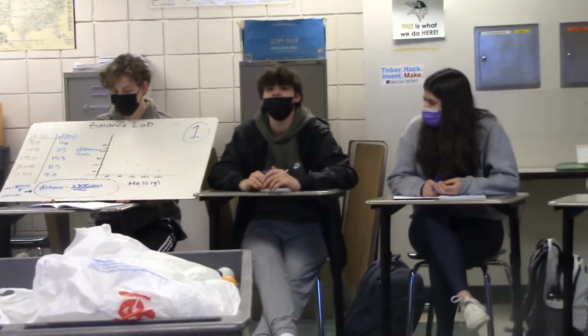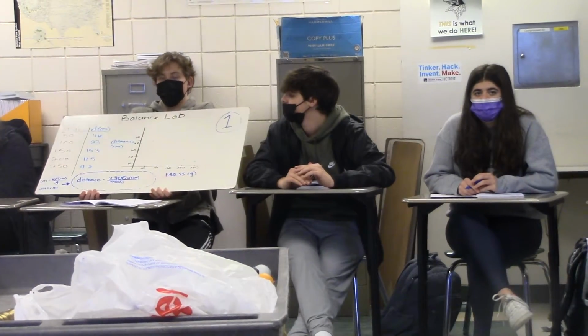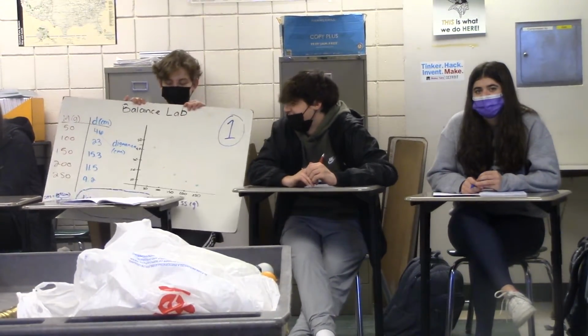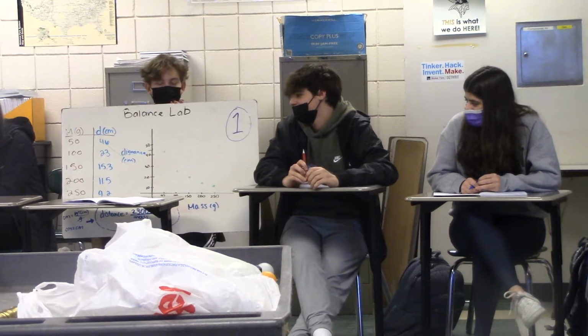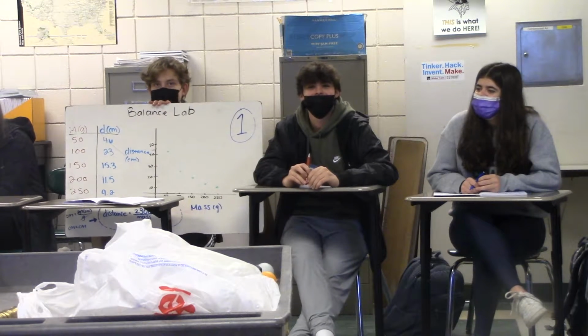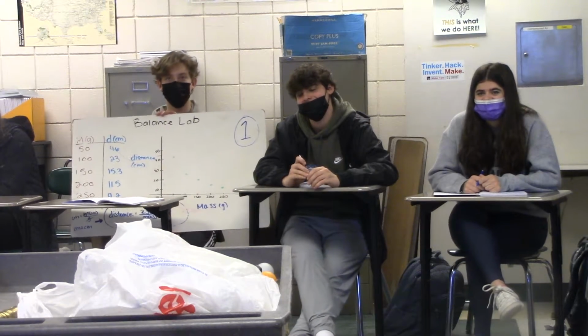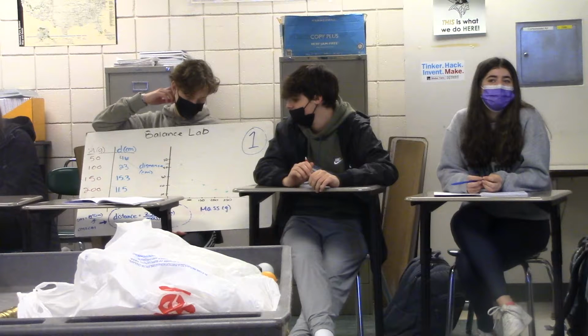So, well, let's do, what was your 200 distance? 11.5. So what's 11.5 times 200? Well, what's 2 times 11.5? 23. 23, and then times 100. 2300. And what's your coefficient? Whoa. It's 2,300. Because didn't we just say that the coefficient was the mass times the distance?